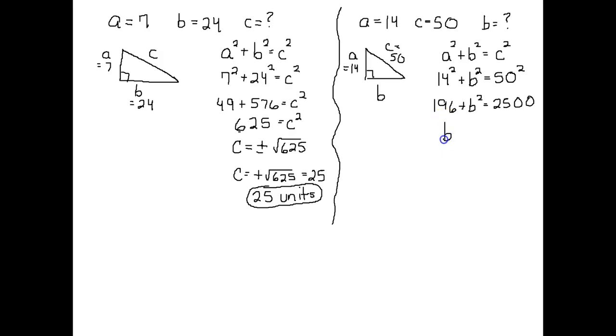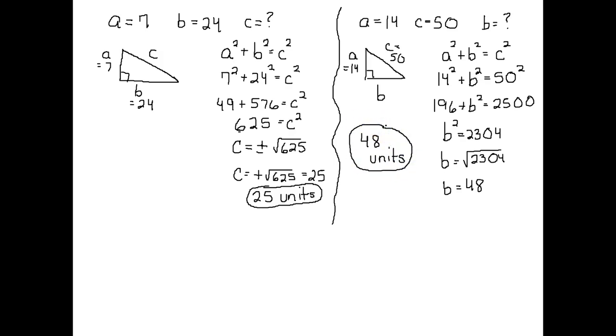All right, subtract 196 from both sides. I get B squared equals 2304. And honestly, I am not going to know that square root off the top of my head, so I'm not showing it, but I'm going ahead and punching that into my calculator and figuring out what the square root of 2,304 is. And it ends up being 48. So side B in here is 48 units. And that makes sense too, because 14 and 48 are less than 50.